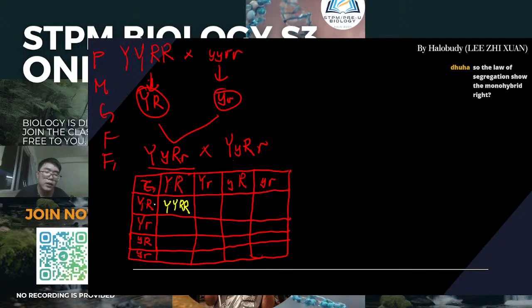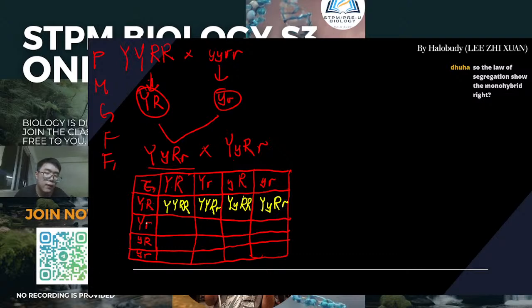Okay, and then for this one you will get capital Y, capital Y, and one capital R, small r, because this one is capital R, small r. And then for this one, capital Y, one small y, and both R are capital. And then this one capital Y, small y, and capital R, small r.